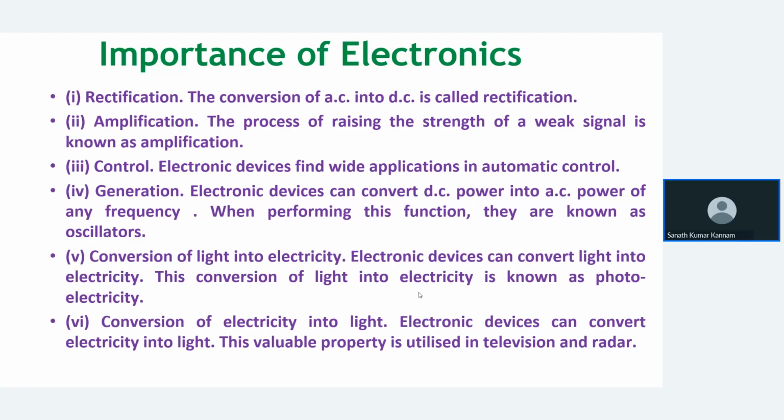Generation is used to convert DC power into AC power. For DC generators we can use this generation purpose, and oscillators also generate AC power from DC power. Then there is conversion of light into electricity. For example, solar panels: we convert light energy into electrical energy and give it to electronic circuits so that we can generate electricity.